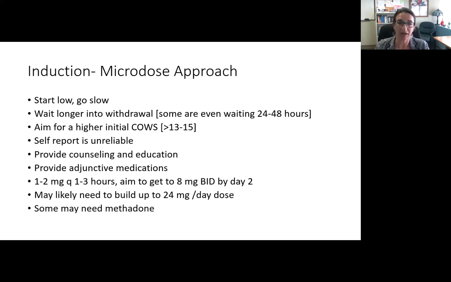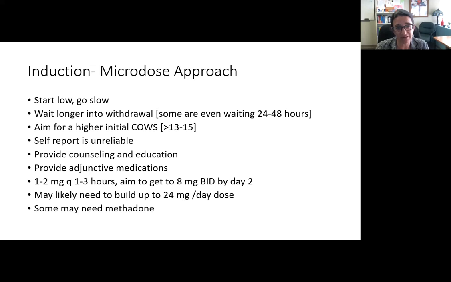Self-report is sometimes reliable, sometimes not so much. So hopefully we have that COWS scale to go by, but we do want to provide the same counseling and education on the risk of withdrawal, and also provide those same adjunct medications that can help with comfort and increase the likelihood that someone can tolerate this.